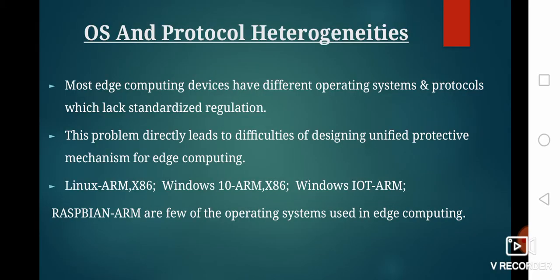And the next one, OS and protocol heterogeneities. Most edge computing devices have different OS and every OS has its own protocols, due to which there will be a lack of standardized regulation. This problem directly leads to difficulties in designing a unified protective mechanism for edge computing. And here are a few operating systems used in edge computing.